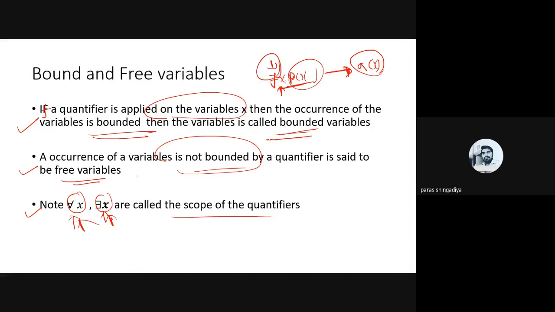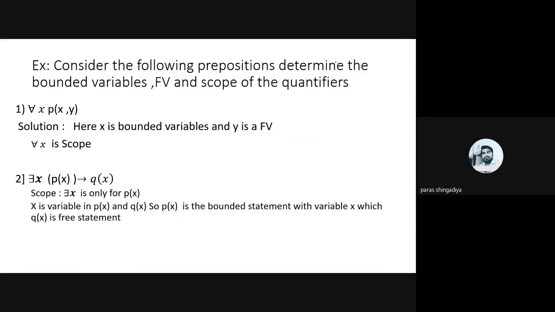So here there exists x P(x) is a scope. The x is applied to the P(x), so that P(x) will be bounded and the Q(x) will be the free variable. So let us check some examples related to this one. Here two examples are given where we consider the following proposition to determine the bound variable, free variable and scope of the quantifier.